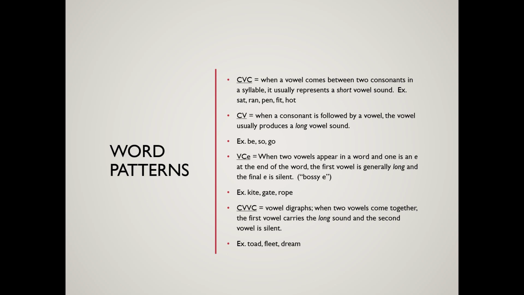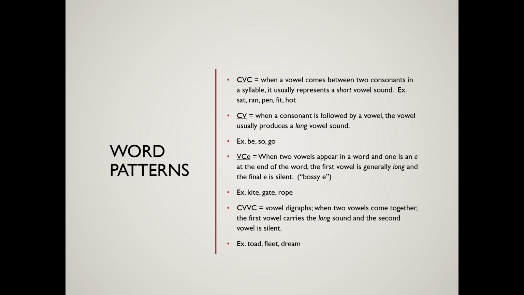When 2 vowels appear in a word and one is an E at the end of the word, the first vowel is generally long and the final E is silent. Think again of the word cake, C-A-K-E. The A is saying its name, it's a long vowel A, but that E is silent. That bossy E is telling the other vowel what to do.